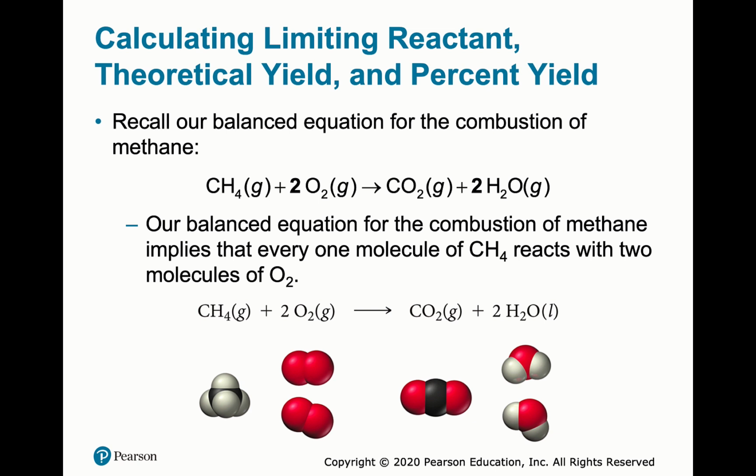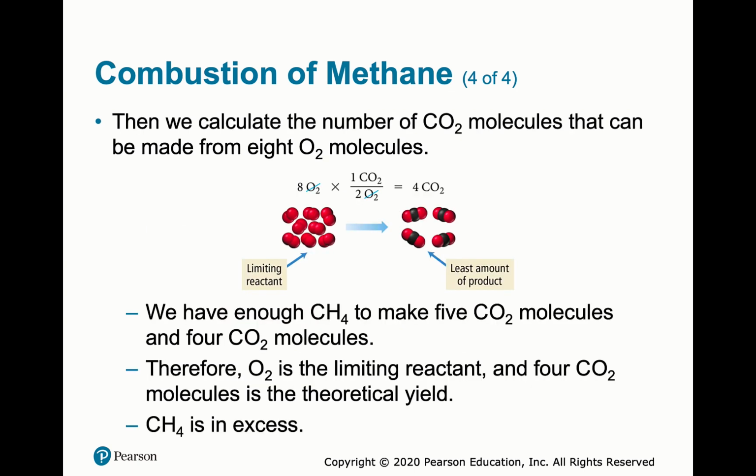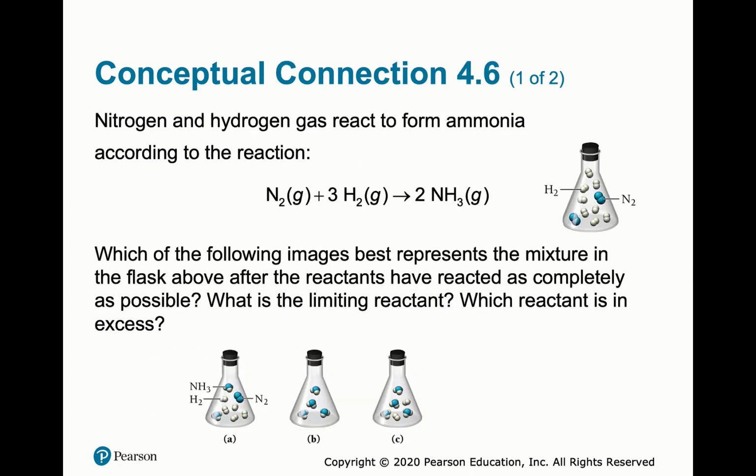So here, if you remember, this is the combustion of methane. And we have 5 molecules of methane and 8 molecules of oxygen. What's the limiting reagent? Well, we look at the product. 5 molecules of methane will make 5 units of CO2, and 8 units of oxygen will make 4 units of CO2. So that means that oxygen is the limiting reagent. And that also means that methane, CH4, is in excess.